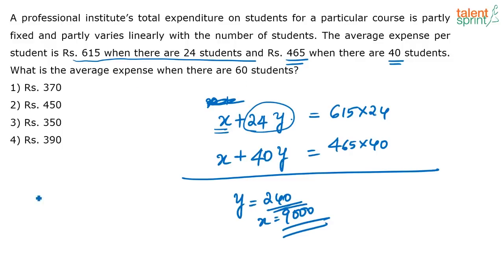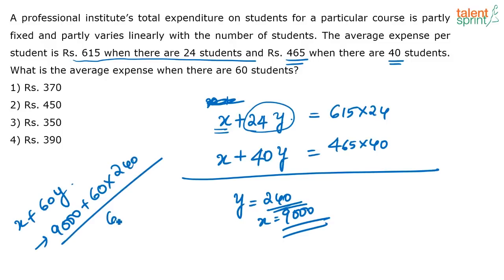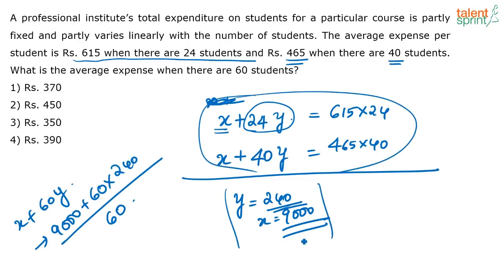So once you get this, what are they asking you? What is the average expense of 60 students? So the total expense of 60 students is equal to X plus 60Y, which you have to find out. That is 9000 plus 60 into Y. Y is 240. So this will be the total expense. They are asking you for the average expense. So average means divided by 60. That is going to be your answer. You have to simplify, solve these two equations and find this value. That is definitely time consuming.